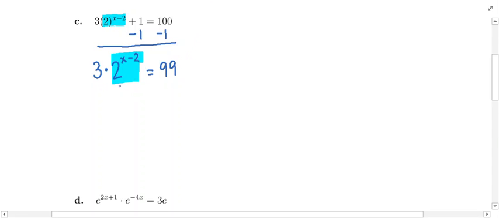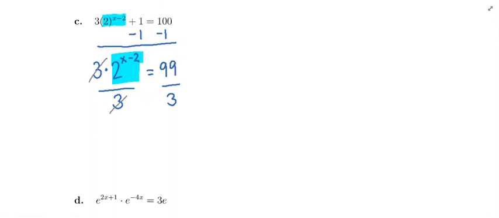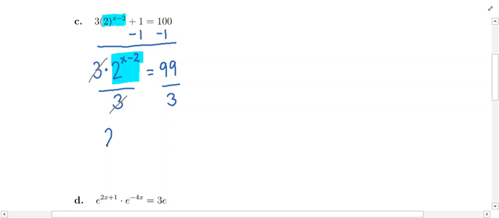So now we've got to get rid of the 3, okay? The 3 is not raised to the x minus 2 power, like I said, so we've got to get rid of it. Since this exponential term is being multiplied by 3, to undo that, we need to divide off the 3. Whatever we do to one side, we have to do to the other, okay? So now the 3's will cancel on the left, and that will leave us with just the exponential piece, which is what we want.